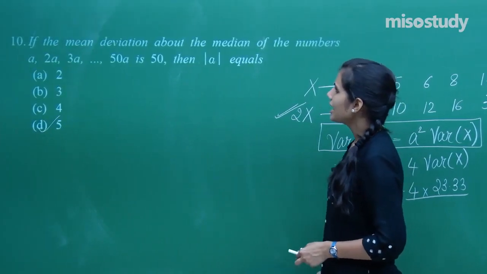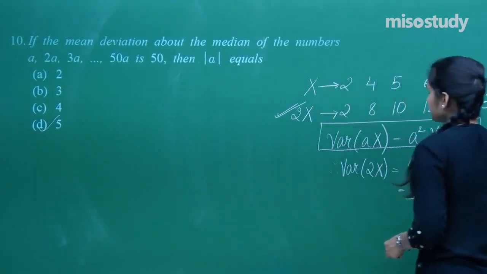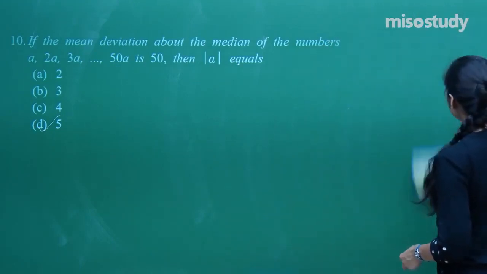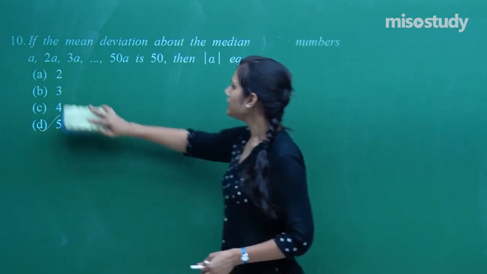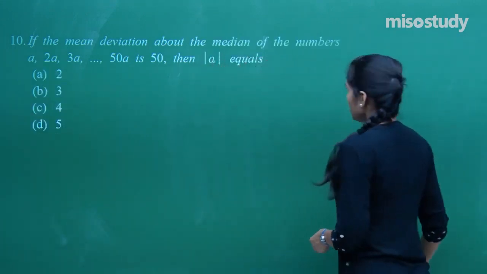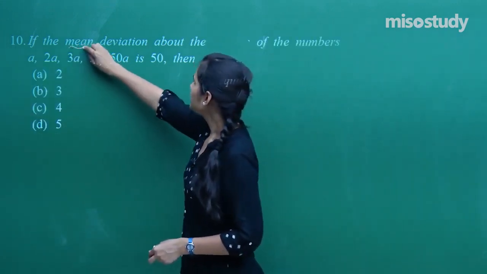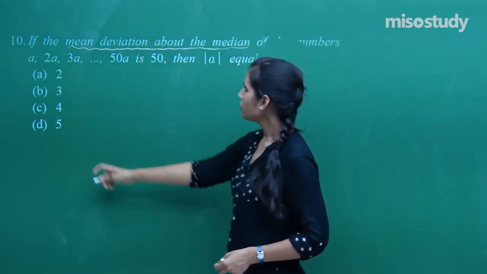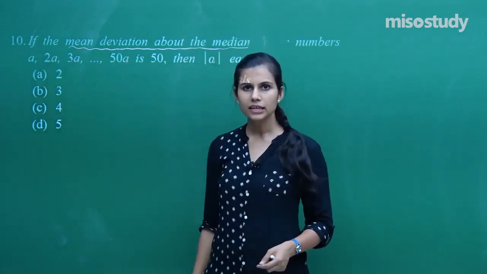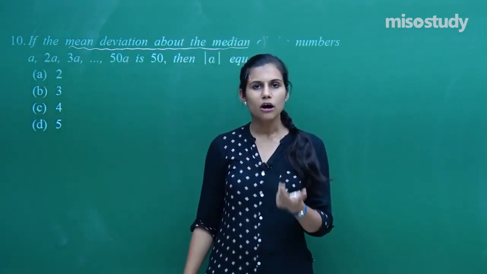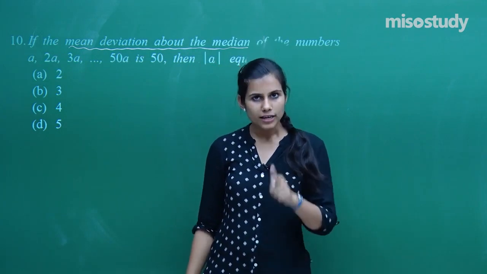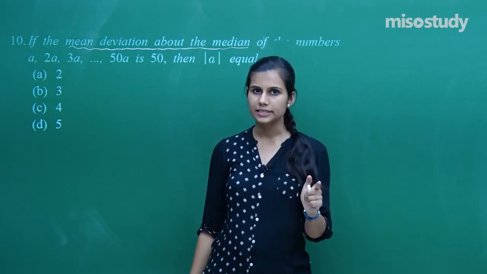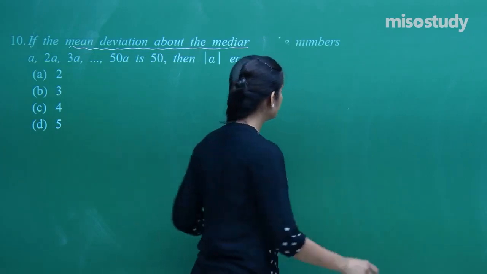Moving on to the next, we have mean deviation about median. Mean deviation about median of the numbers, this is 50. So the mean deviation about the median is already given to us. If I want to talk about the mean deviation about median, I should first know the median. How many observations are there? 1, 2, 3 up till 50. 50 observations, an even number. How to calculate the median? Half of 50 is 25. Collect the 25th term and the 26th term, and calculate their average.